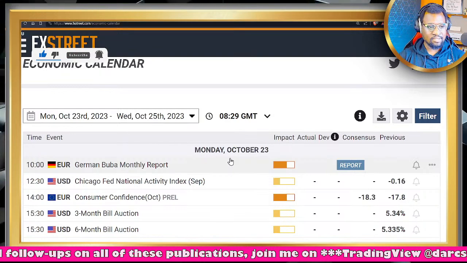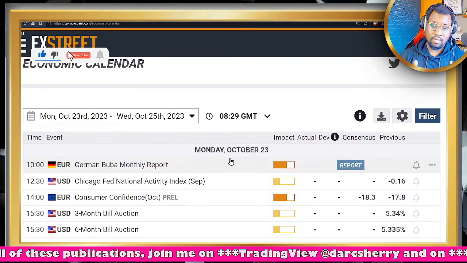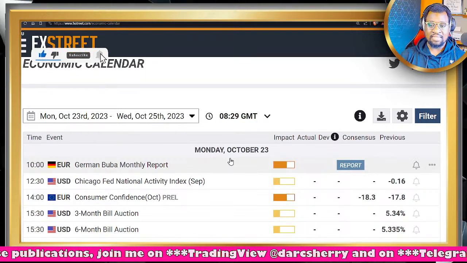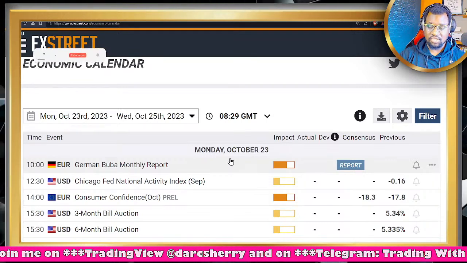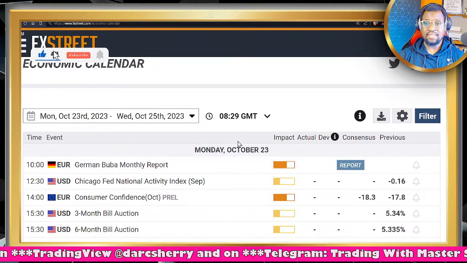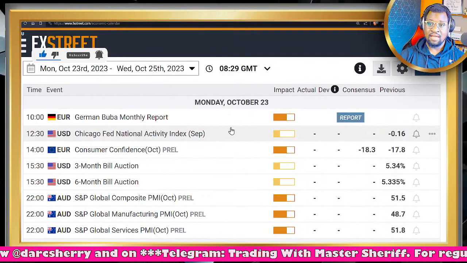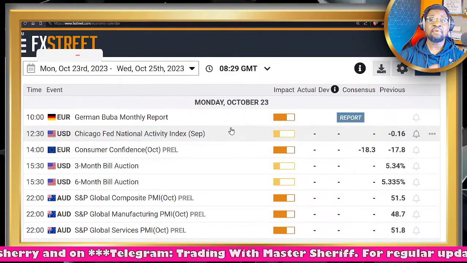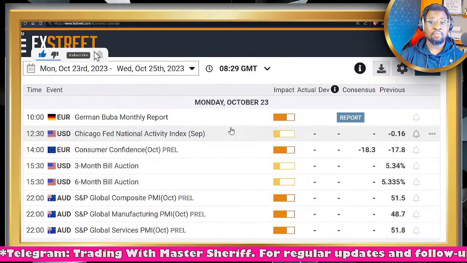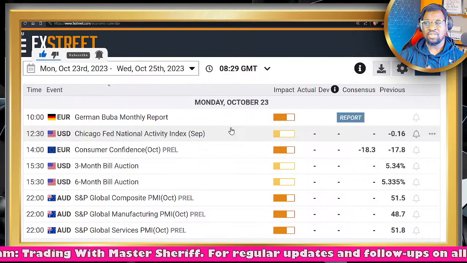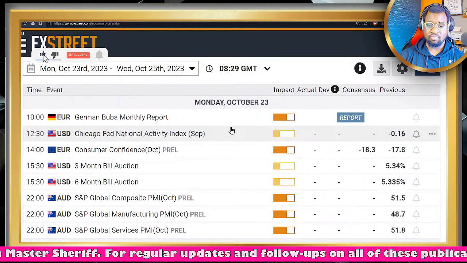So in the absence of high impact events, I was able to include the medium impact event so that we can have something to look out for and guide our trading decisions for today. Now, the first medium impact event is coming in from, okay, we really do not have any. We have just very low impact events like the Chicago Fed National Activity Index, the 3-month bill auction, and the 6-month bill auction, which are really not significant events that have a tendency of influencing price action.